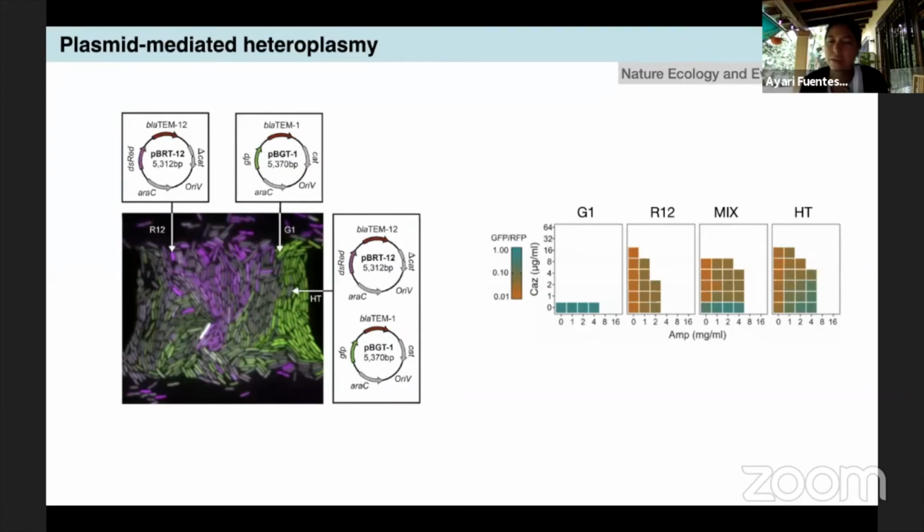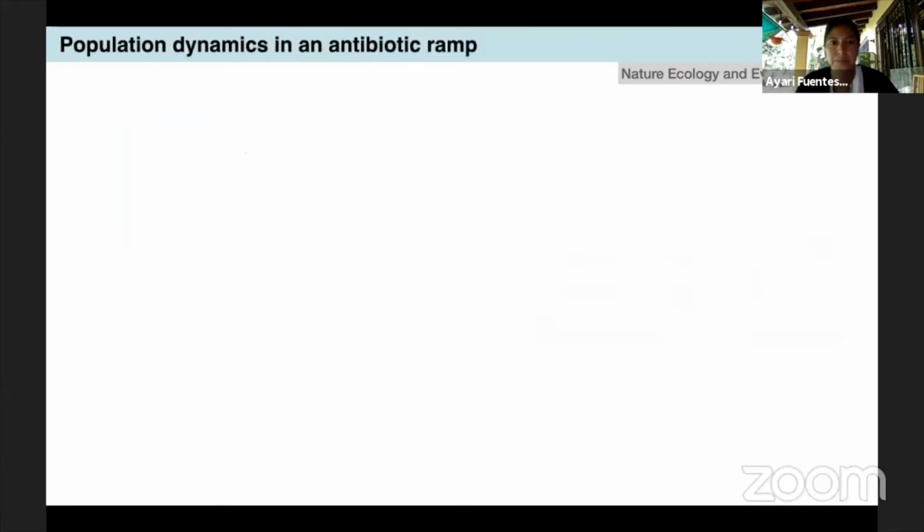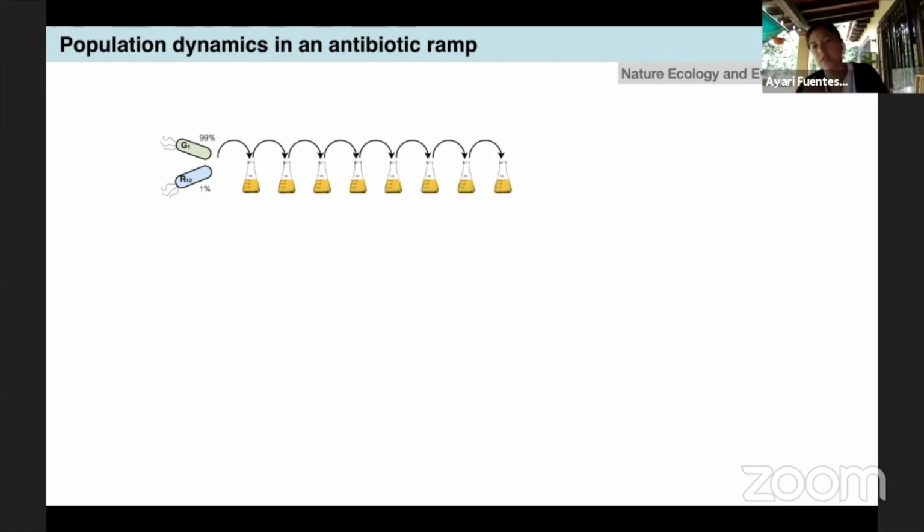So why is it evolutionarily stable, or why do these heterozygous populations appear? What we wanted to know is what is the evolutionary benefit of presenting this intracellular genetic diversity. And now what we did was a bit of experimental evolution again. We have these two populations put together, and we transfer these populations within these 16 days, as before, doing a ramp of Cas.